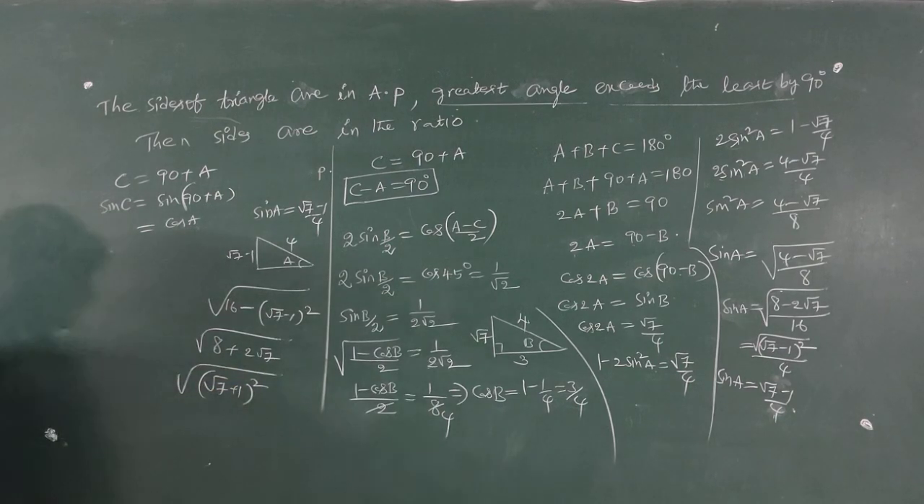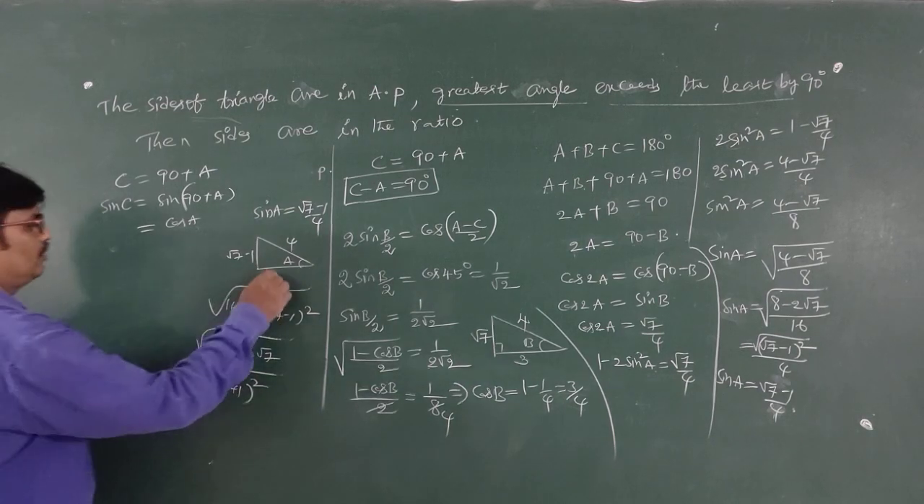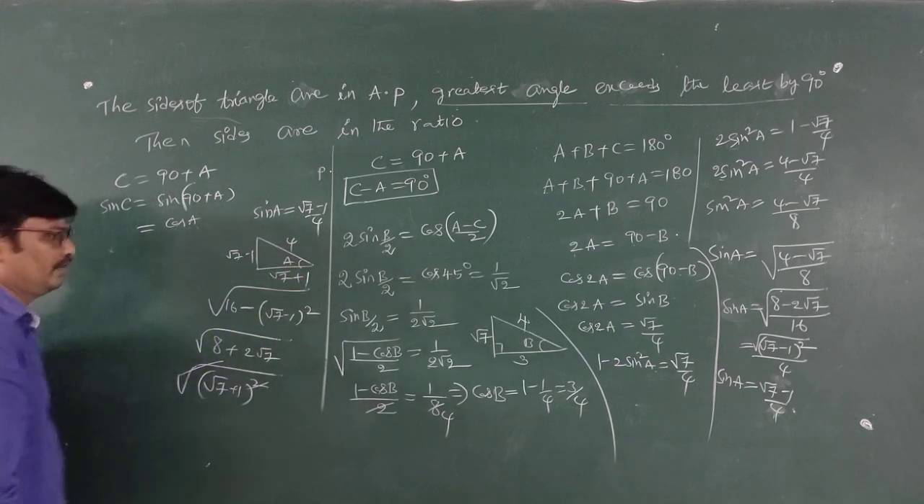Is it clear? Yes or no? A square plus B square is 8, and 2AB is 2 root 7. Now students, this is root 7 square and the under root cancel. So we get root 7 plus 1.